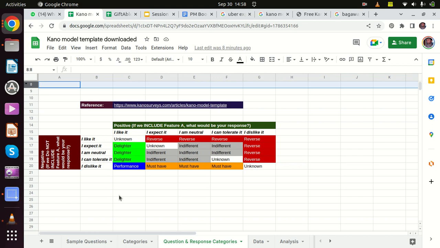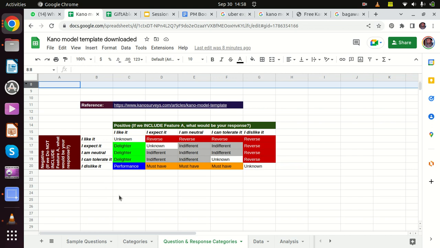And how do you detect it? By combining the responses to these two questions. When the customer has said that they dislike non-inclusion of a feature, and to the other question they say they will be happy if that is provided, that means it's a performance feature.